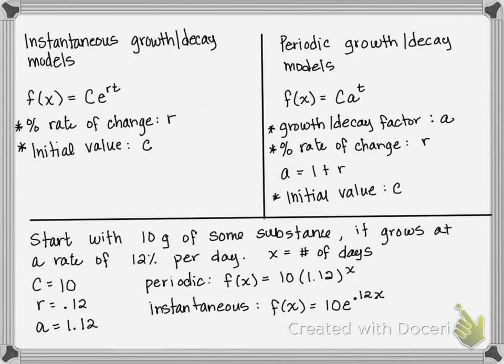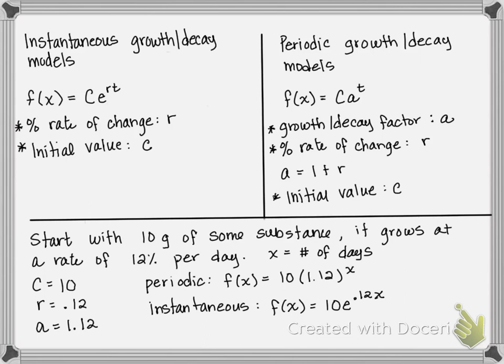So if we look at this periodic function, it says that I have 10 grams of the substance for 23.999999 hours, and then all of a sudden I have 12% more as soon as we hit 24 hours, so as soon as a day passes. And we know that's not really how things change or grow, right? We know that they grow gradually. So the instantaneous model takes that into account.